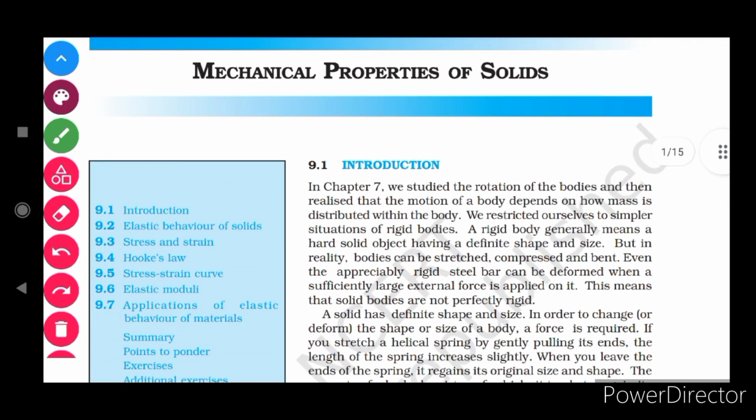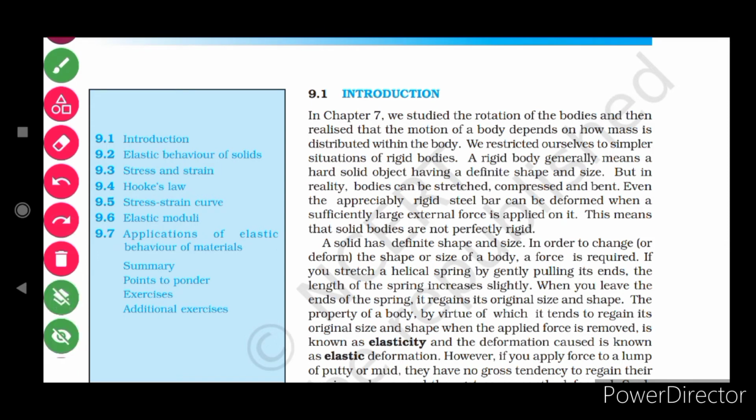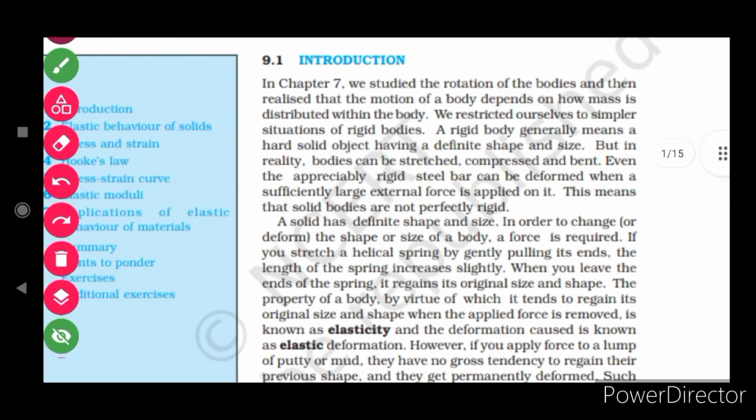Okay, so in this chapter we have to understand the properties of solids, the elastic behavior of solids. These are the main points that we have to discuss. The stress and strain, we have to discuss Hooke's law, the stress-strain curve, a very important curve, and then we will see the application of the elastic behavior of materials. So it's a very small chapter. Let's just look at the introduction paragraph first.